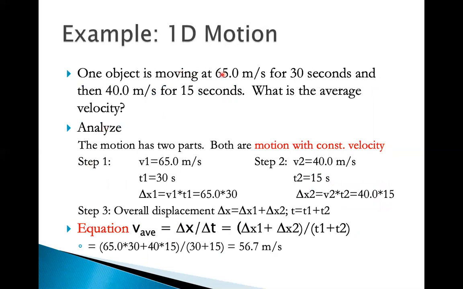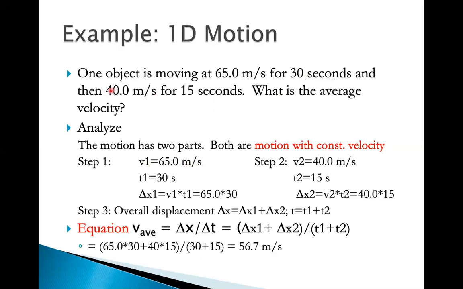One object is moving at 65 meters per second for 30 seconds. So during that 30 seconds, it moves at 65 meters per second. It's not going up, it's not going down. During the entire 30 seconds, it's a constant 65 meters per second. So that's a constant velocity. So that's how I determine the type of motion, by reading and analyzing and trying to find the meaning of it.